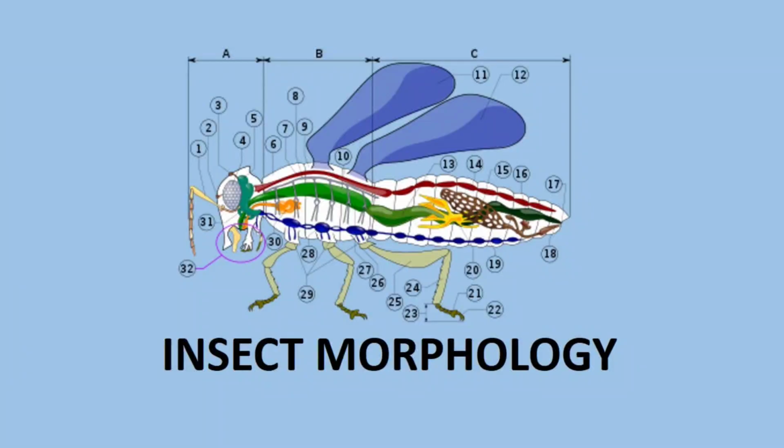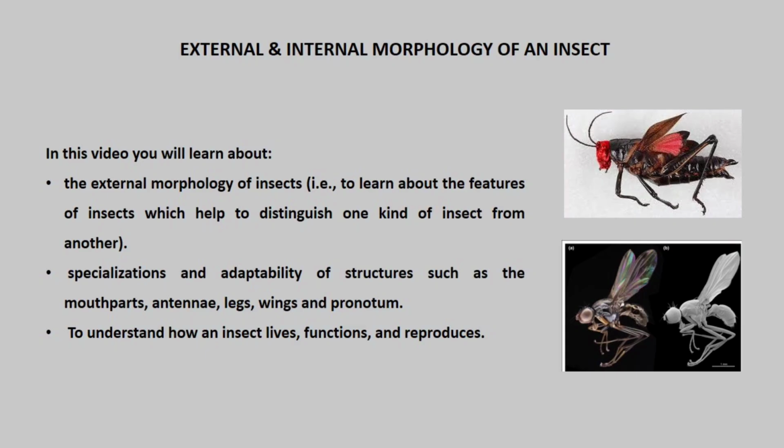Insect morphology. External and internal morphology of an insect. In this video you will learn about the external morphology of insects, such as to learn about the features of insects which help to distinguish one kind of insect from another. Specializations and adaptability of structures such as the mouth parts, antennae, legs, wings and pronotum. To understand how an insect lives, functions, and reproduces.